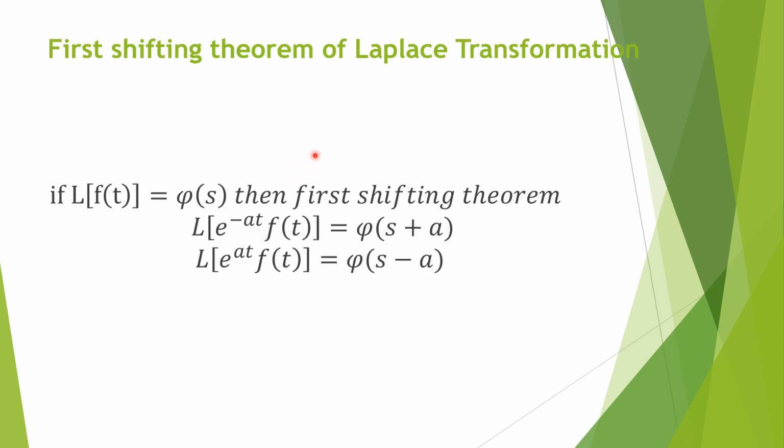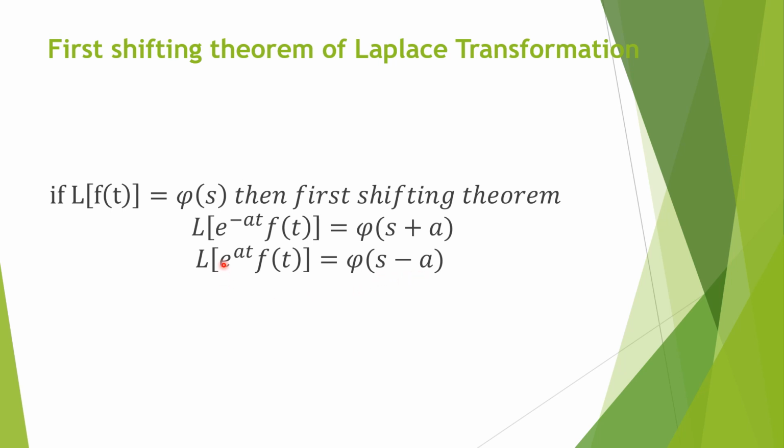So let's start with first shifting theorem of Laplace transformation. If Laplace transformation of f of t, means Laplace transformation of any function of t, is equal to phi of s, then according to first shifting theorem, Laplace transformation of e raised to power minus at function of t is equal to phi of s plus a. Laplace transformation of e raised to power at function of t will be phi of s minus a.